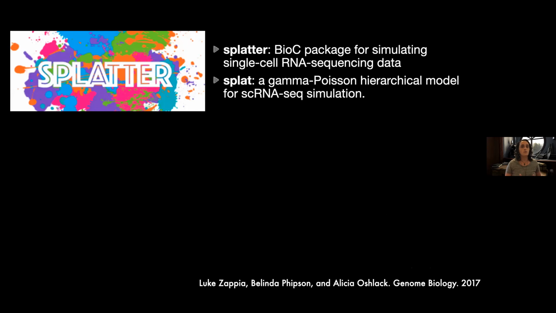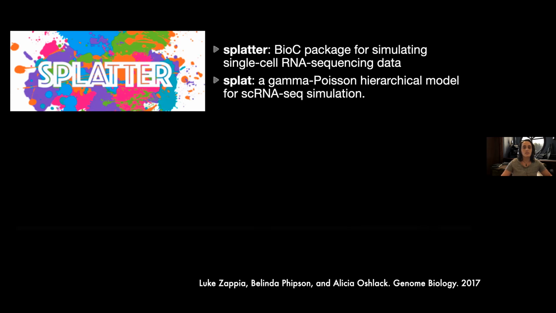So there have been quite a few tools and methods proposed for simulating single cell expression data. And in 2017, Luke Zappia and Alicia Oshlack published Splatter, which implements a number of those models, including their own model called SPLAT. So SPLAT samples gene means from a gamma distribution and then samples the counts for each individual cell from a Poisson distribution. And those distributions are parameterized from real single cell data.